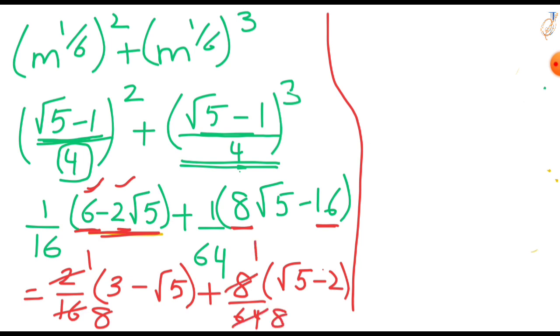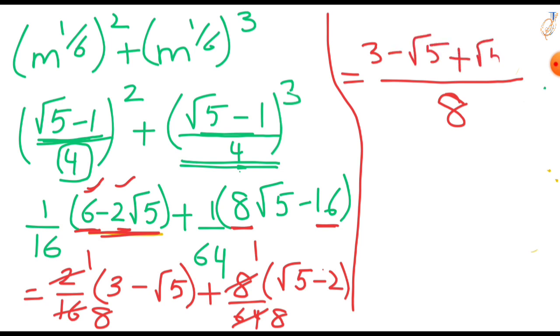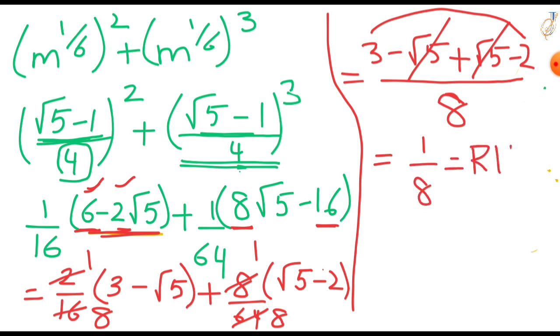So in the denominator you have 8. 3 minus root 5 plus root 5 minus 2. Minus root 5 plus root 5 gets cancelled. Then 3 minus 2, the value is 1 by 8. That is equal to your RHS. The second solution also satisfied our original equation.